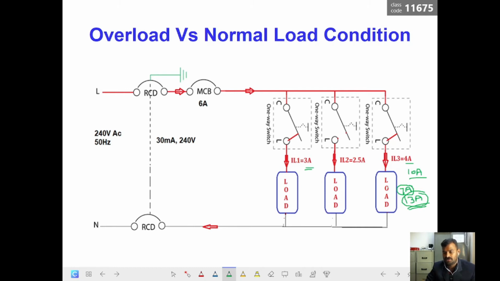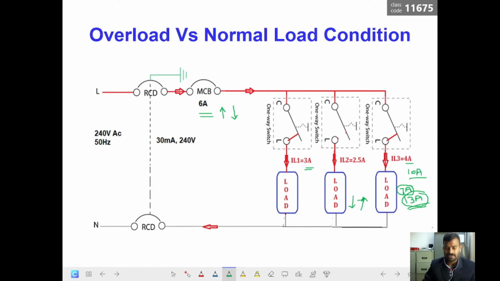So what I am trying to say is, when the load current is increasing beyond the limit of that MCB, the trip time will decrease. So it is inversely proportional. When the load current is exceeding the limit and crossing the limit of that MCB, if it goes in the increasing mode, then the time will come in a decreasing mode, and vice versa. If the fault current or the load current is very high, that means the tripping time will be less.